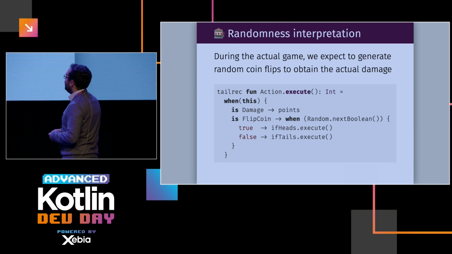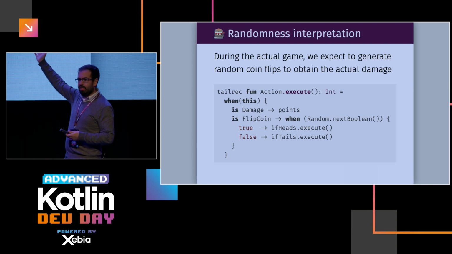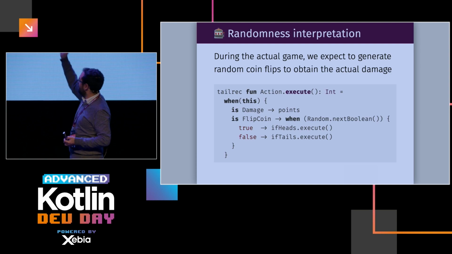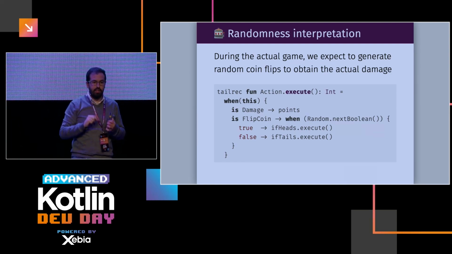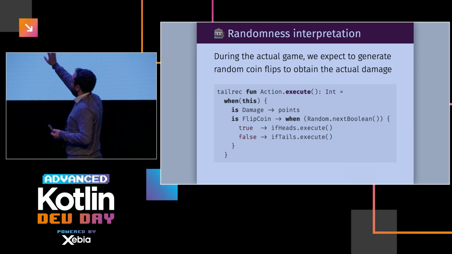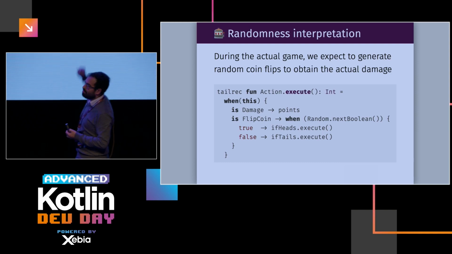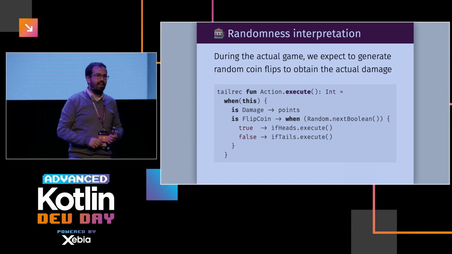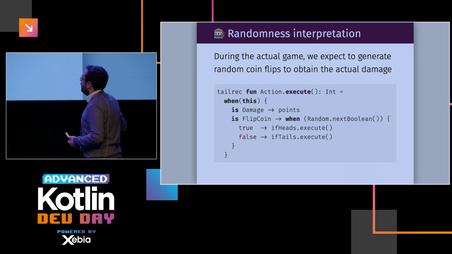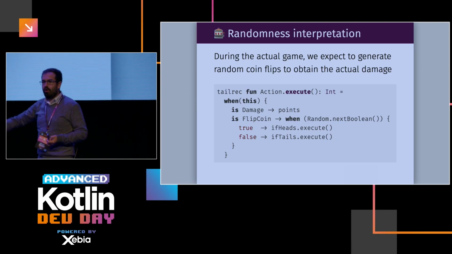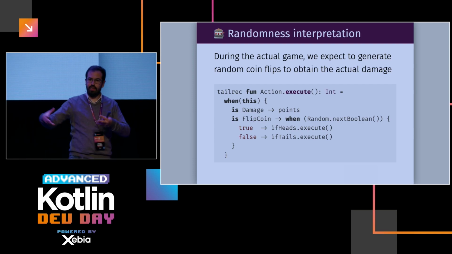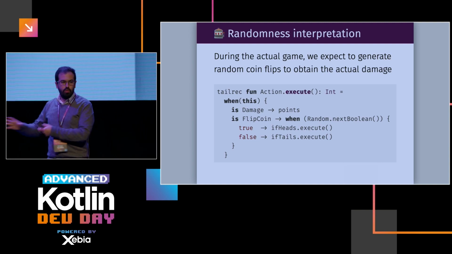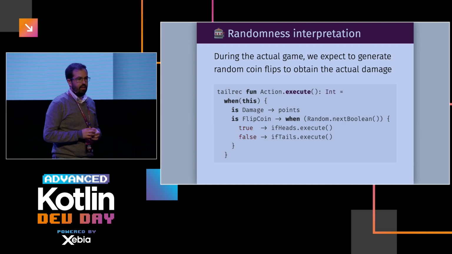And this will eventually return some damage, some integer. So if we are already in the damage, then we are done. That's the information. Otherwise, in the flip a coin, we will randomly flip the coin. We get a Boolean, which is like flipping a coin. And if we get true, then we keep going with the if heads branch, so we keep going with that action. If it's tails, then we go with the other branch here.